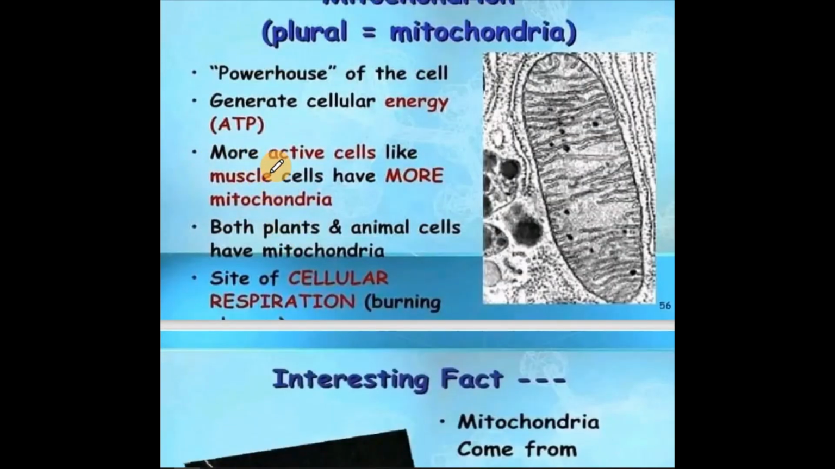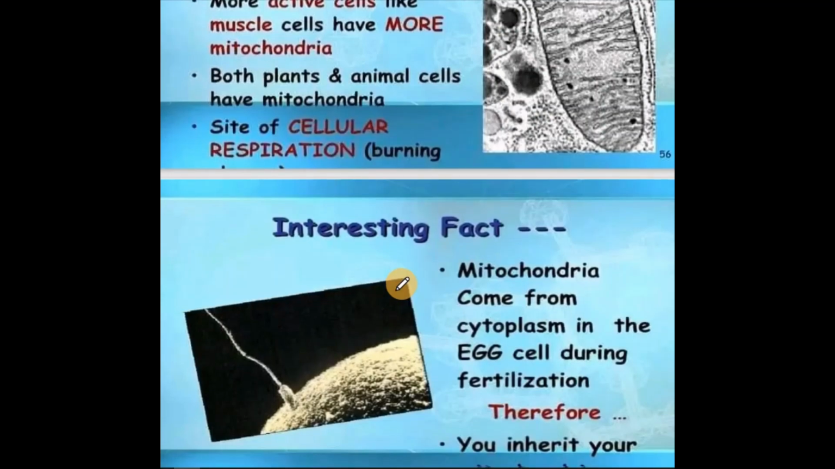More active cells, like muscles, have more mitochondria because they always need ATP for their action. They are the main site for cellular respiration, which runs from glycolysis, Krebs cycle, and electron transport chain. So it is a site for cellular respiration and the burning of glucose to produce energy.